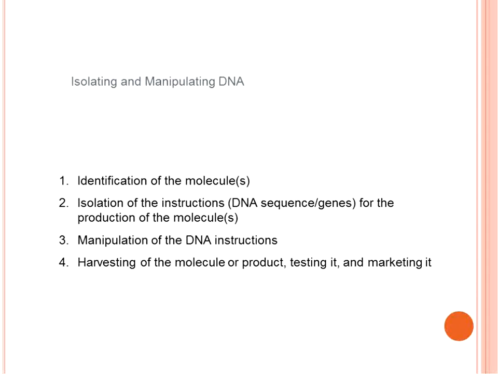At the heart of genetic engineering is the ability to isolate and manipulate DNA. There are four major steps involved in isolating and manipulating. The first step is identification of the molecule. When we talk about the molecule, it is usually the protein molecule, right? An example of that is insulin.